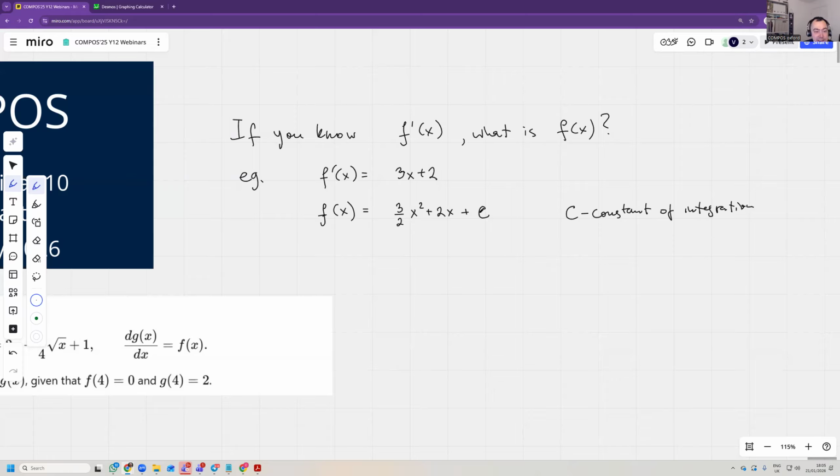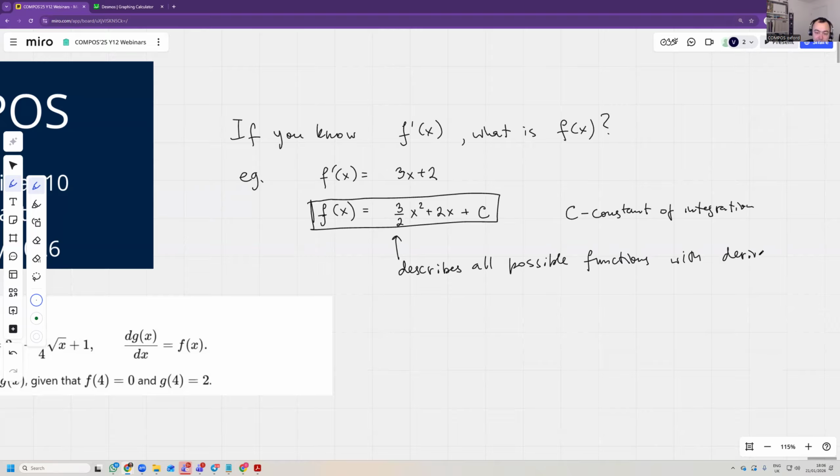Because whatever c is, it is a constant, and the derivative is going to be 0. So this expression describes all the possible functions that have this derivative, f dash of x equals 3x plus 2.